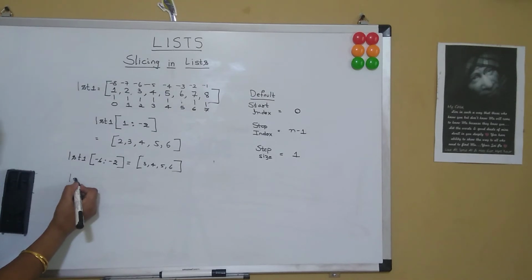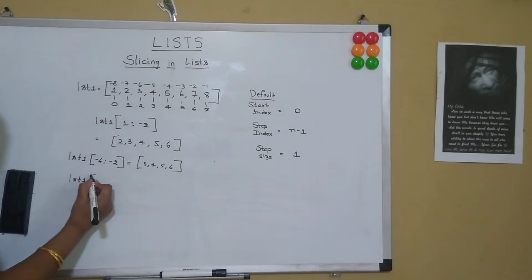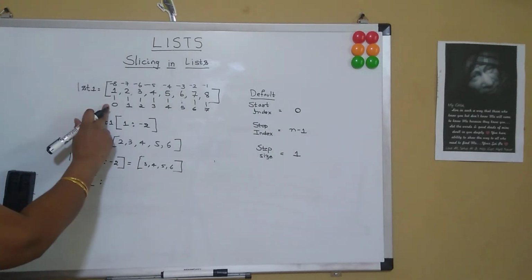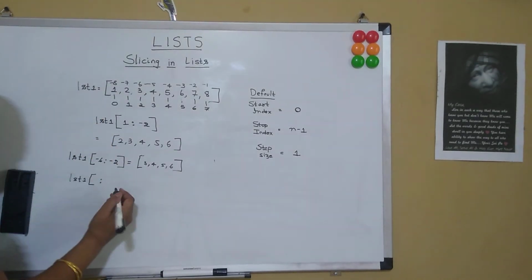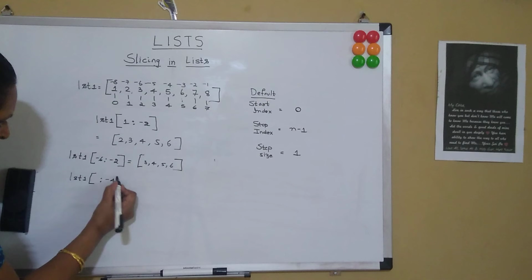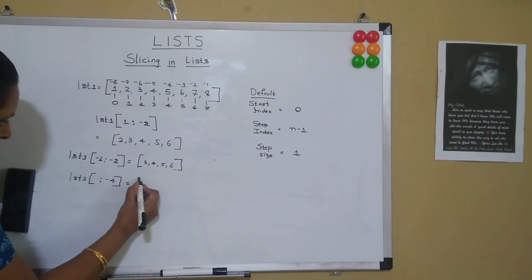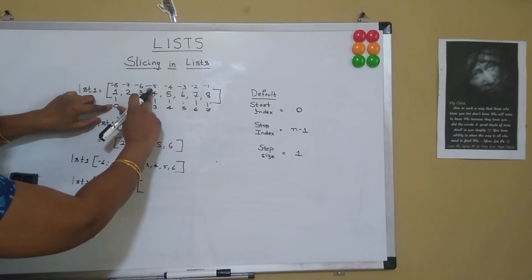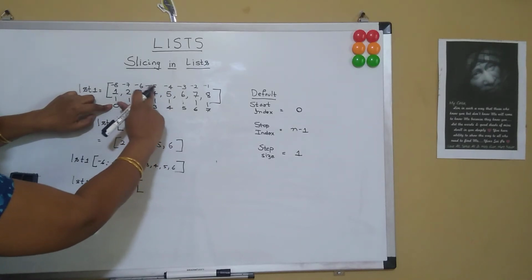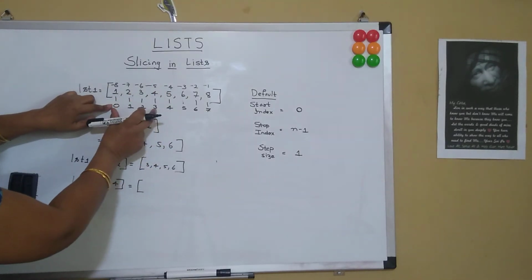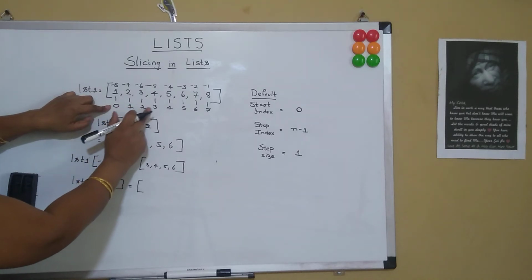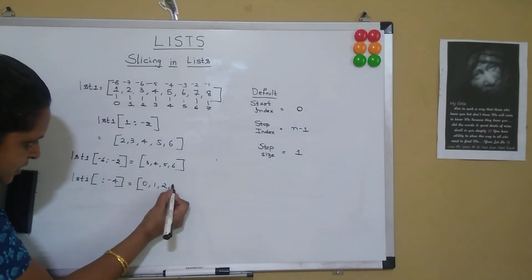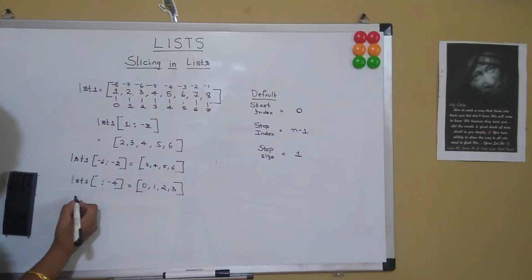And now if I say LST1, I don't specify anything in the start position. So it will consider from 0. And I specify end position as minus 4. So it will consider from 0 till minus 5. It won't take minus 4, it will take till minus 5. So it will print 0, 1, 2 and then 3.